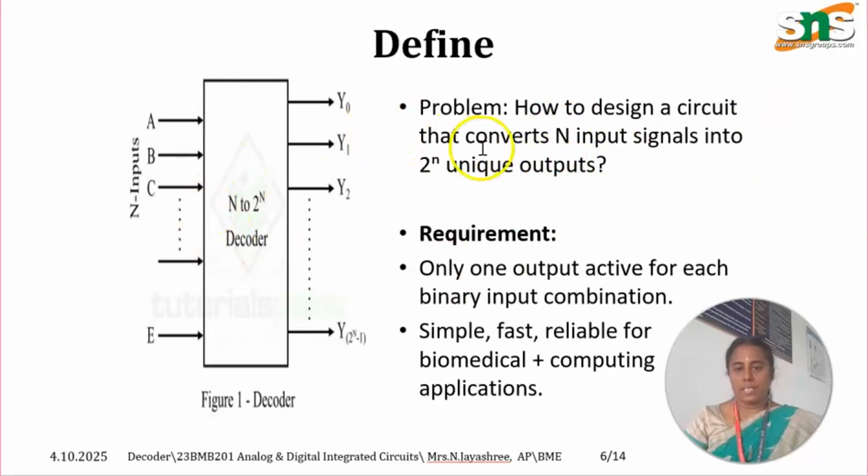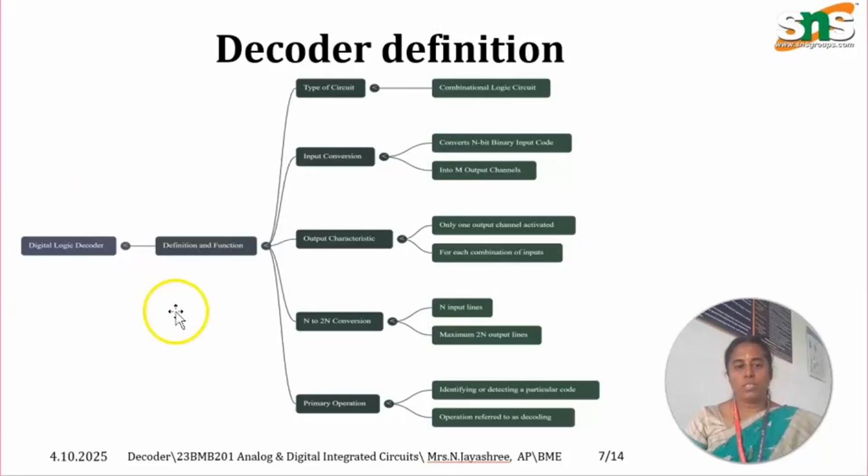For example, if it is a 2 input signal, the output is 2 power 2, 4 unique outputs. Only one output is activated for each binary input combination. It is simple, fast and reliable for biomedical and computation applications. This is the mind map for the decoder definition. The decoder logic circuit covers its definition, types of circuit, input conversion and output characteristics, n-to-2^n conversion and primary operation.